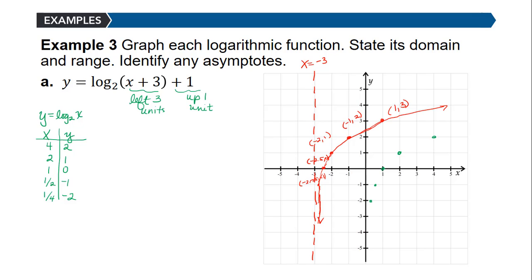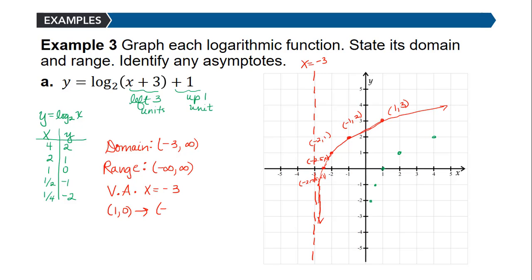And so the domain of my transformed function is everything to the right of -3. So that would be from -3 to infinity. The range of this function, the graph extends infinitely from the bottom to the top, so the range is all real numbers, -infinity to infinity. The vertical asymptote is at x equals -3. And then just keep in mind that our key point of (1, 0) through that transformation was left 3, up 1, went to (-2, 1).